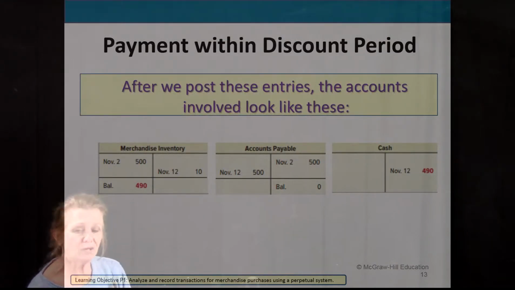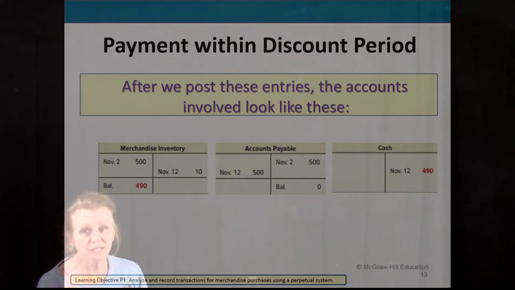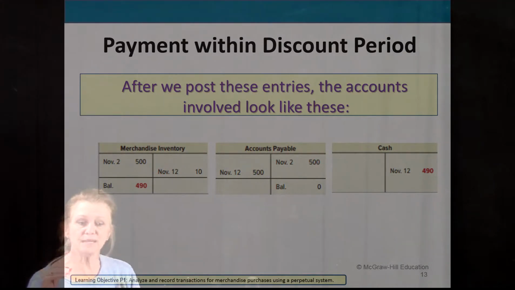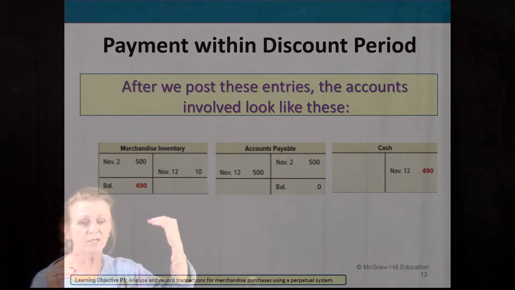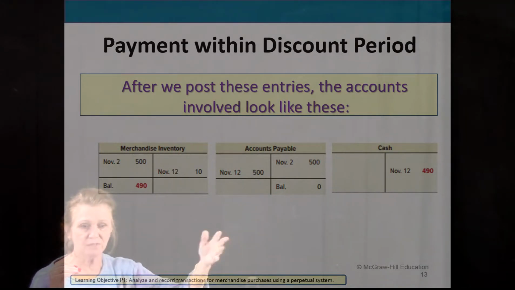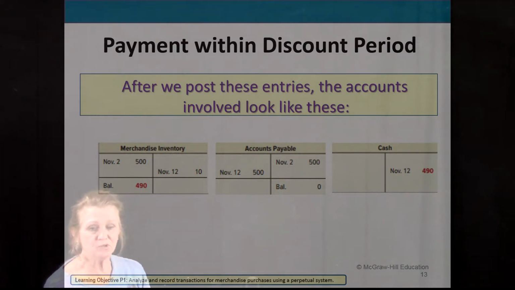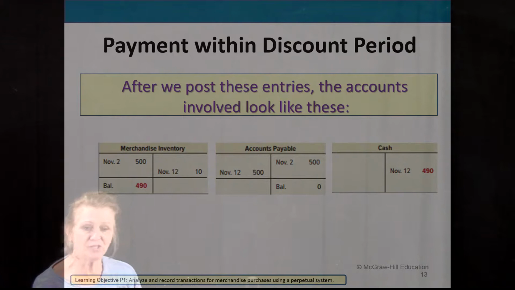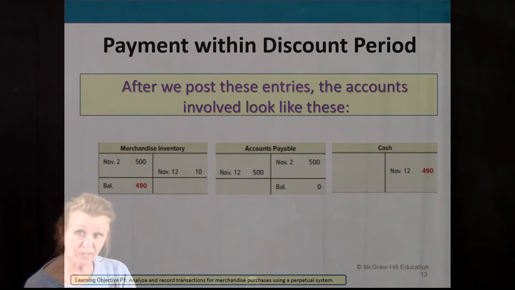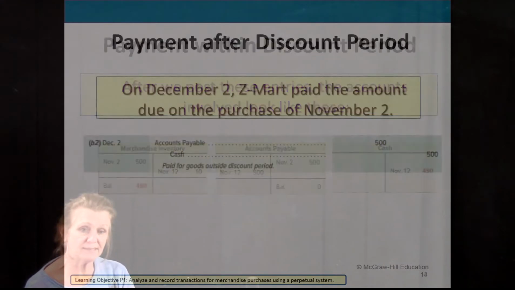And this is how your ledger accounts looked. When you purchased merchandise inventory, ledger accounts or T accounts, don't forget, on November 2nd, you debited merchandise inventory, you credited accounts payable, your current asset and your current liability. When you paid it on November 12th, you reduced the cost of the merchandise, so you credited merchandise inventory and you credited cash by $490, and you debited the accounts payable. So you paid less for the inventory because you paid for it in that discount period.